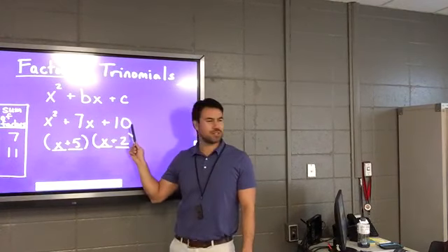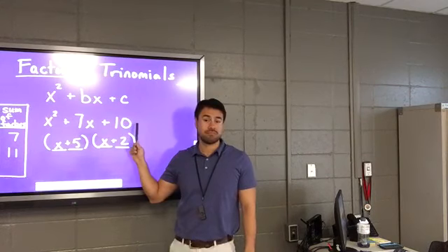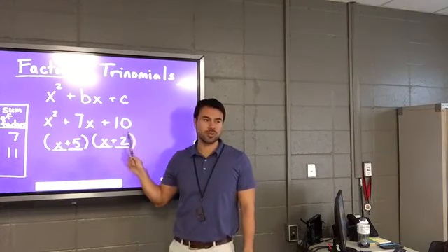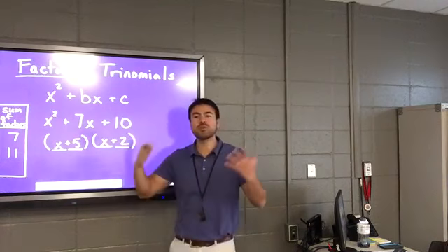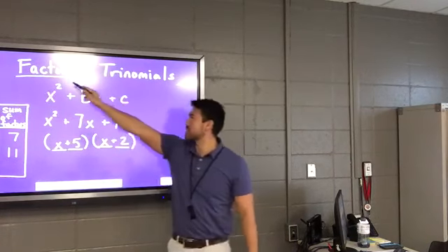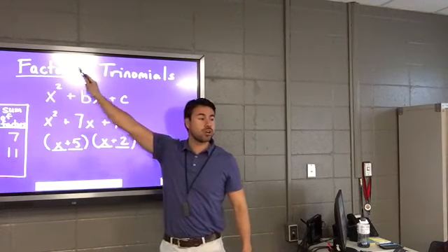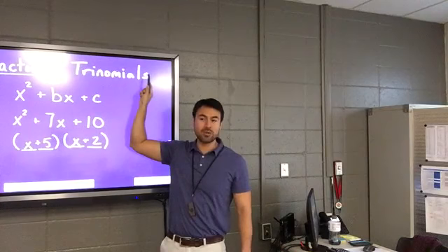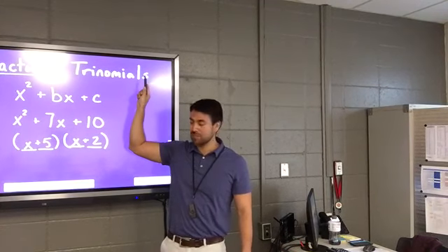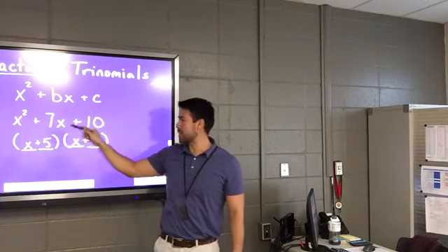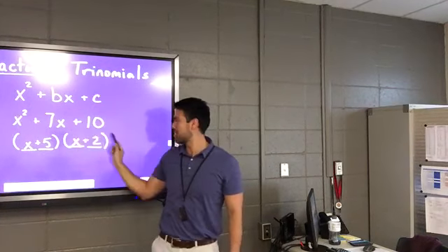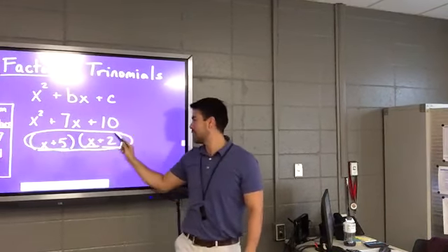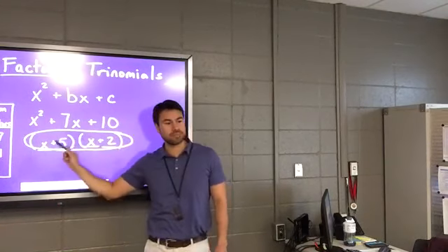Wait, did we just go in a circle? We did. We went through a circle. What's my answer? What are we trying to do here? What's the goal of this lesson? Factor trinomials. What does it mean to factor? Make it into multiplication. Which one of these is my answer? This is my answer right here. Is this a multiplication problem?